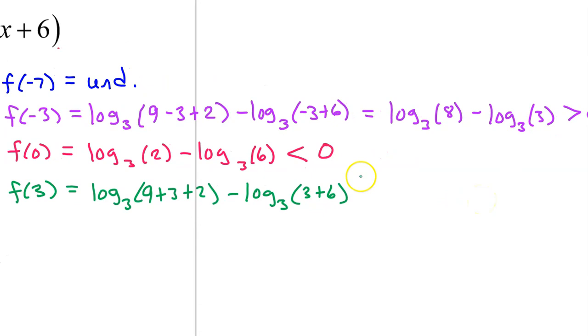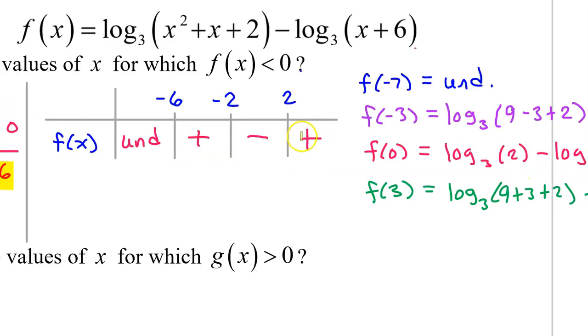Simplifying this down a bit, we get the log base 3 of 9 plus 3 is 12, plus 2 is 14. So log base 3 of 14 minus the log base 3 of 9. This is a positive number, so we will put a plus sign in this interval on the sign chart.